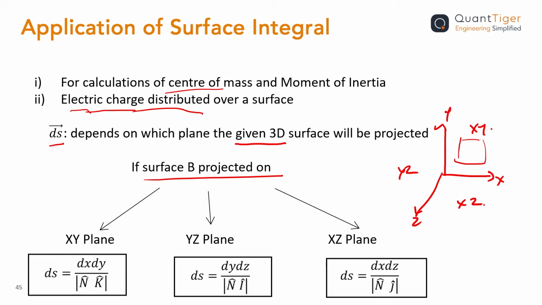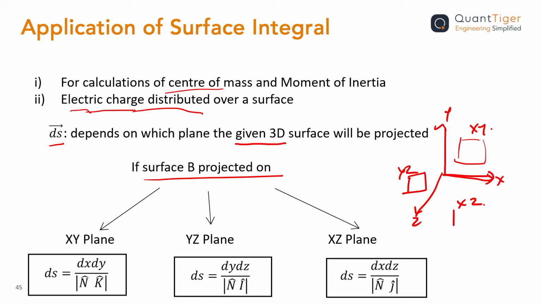Similarly, if we project the given surface on the yz plane, then ds is dy dz upon n cap dot i cap. Because for the yz plane, the perpendicular axis is the x axis, and the unit vector along the x axis is nothing but i cap. So we take n cap dot i cap.